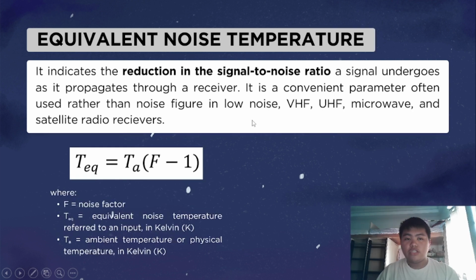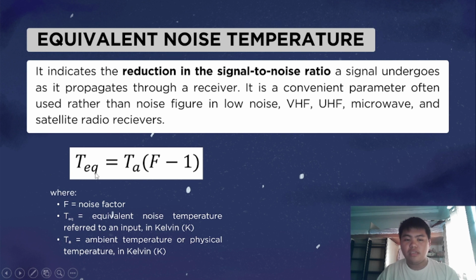And we will also consider the equivalent noise temperature. This indicates the reduction in the signal to noise ratio as a signal propagates through a receiver. It is a convenient parameter often used rather than noise figure in low noise, VHF, UHF, microwave, and satellite radio receivers. It can be expressed in this formula.